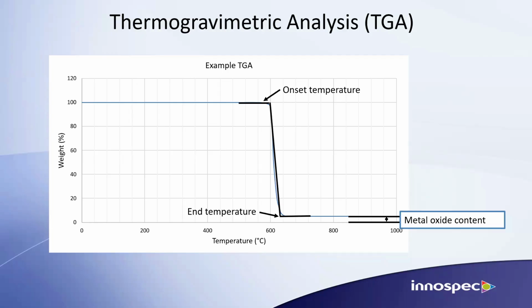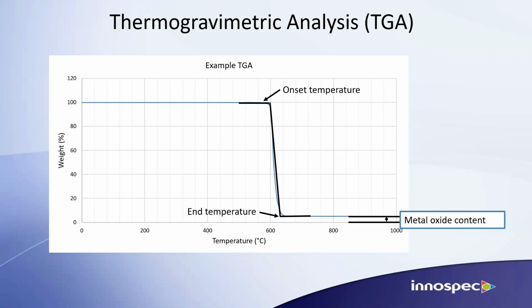I'll just introduce another analysis technique that can be used to assess carbon nanotube quality. That's thermogravimetric analysis, or TGA, and this measures weight changes as a material is heated. The onset temperature marks the point where a significant mass loss begins, and this represents the thermal stability limit of the material. For carbon nanotubes, a higher onset temperature indicates more graphitic and less defective carbon nanotubes have been formed.